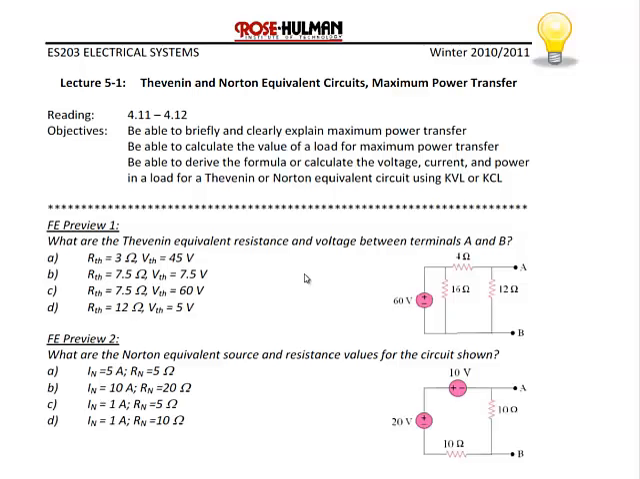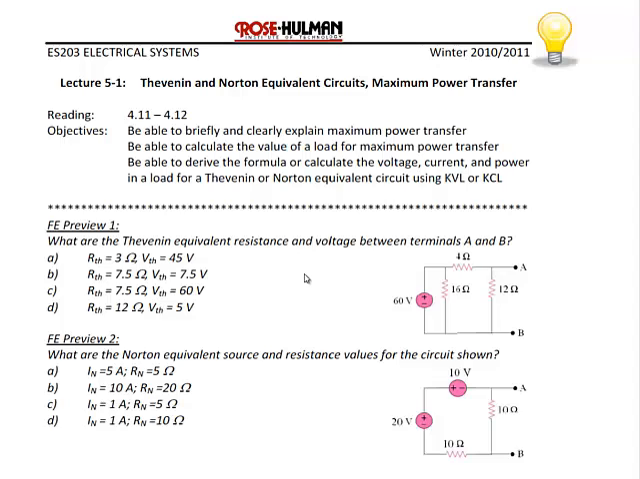Today we will continue our discussion of Thevenin and Norton equivalent circuits, and we will also start the subject of maximum power transfer. But before we get started, let's review some of what we've already discussed. We have two problems here from the FE preview exam, and I want to find the Thevenin equivalent resistance and the Thevenin equivalent voltage for the first circuit and the Norton equivalent source and resistance for the second circuit.